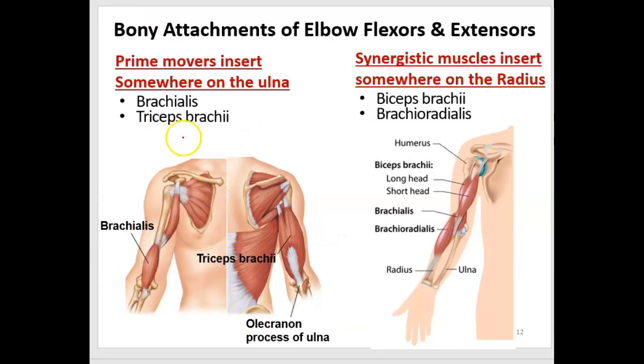So one way that I remember the origins and insertions is that the prime movers for both flexors and extensors are going to insert on the ulna. Always on the ulna. The triceps for extension inserts on the ulna, and the brachialis for flexion inserts on the ulna. And then muscles that act synergistically with the prime mover, of course, there aren't any for extension, but there are two for flexion, and that would be the biceps brachii and the brachioradialis. They both insert on the radius.